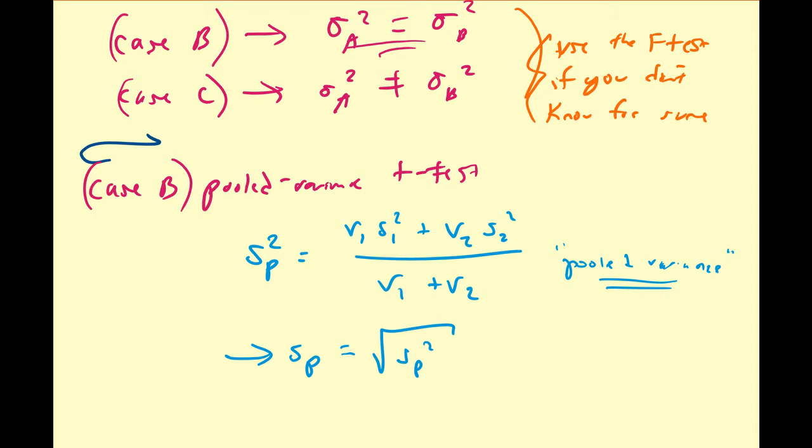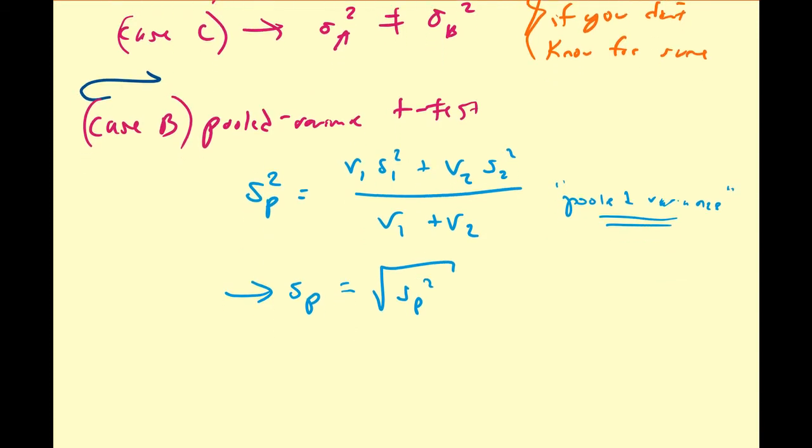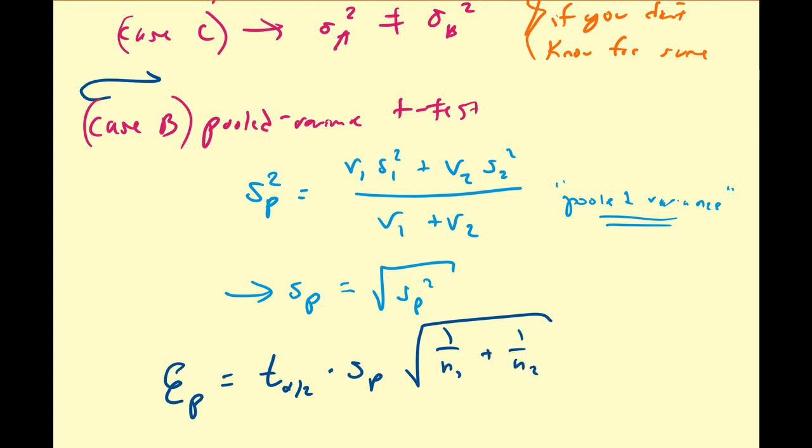So once you calculate these two objects, once you have your samples, then you can calculate a margin of error, which some people write as E_P. This is going to be equal to t sub alpha over 2 times the pooled standard deviation times the square root of 1 over N1 plus 1 over N2. You shouldn't average the sample sizes together and use that as N, because that's unfair. So this creates a good balance of these two.